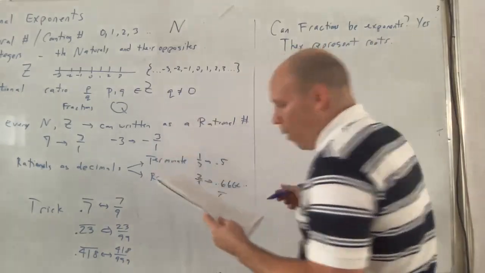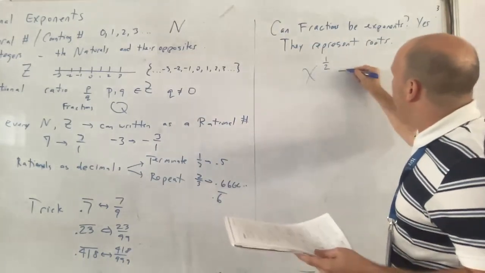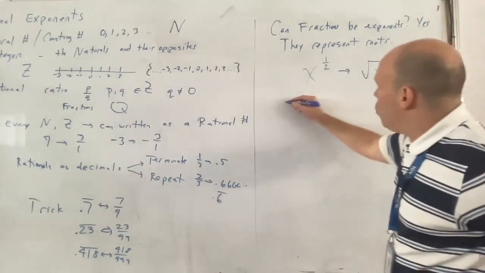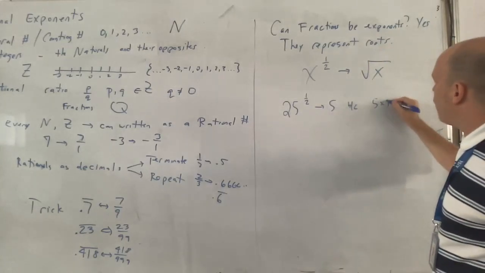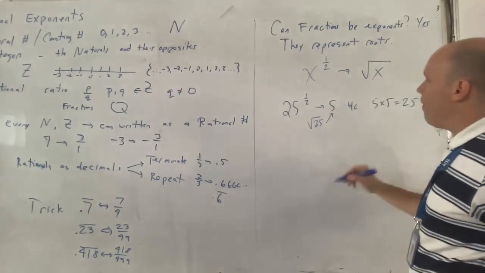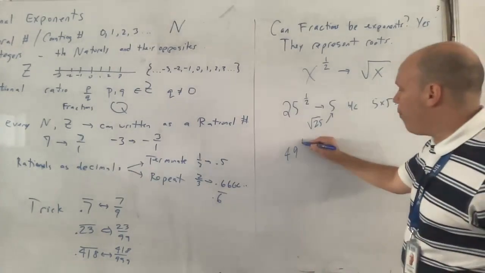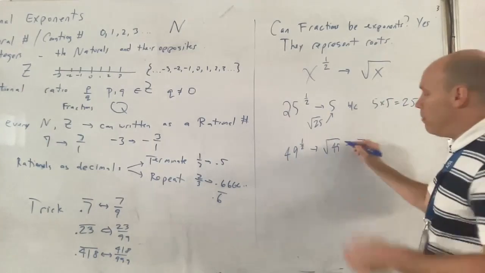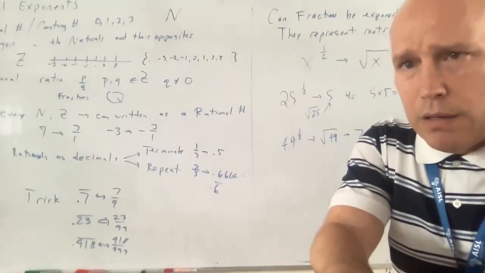What you see in the book: let's start with the basic one. X to the 1/2 is actually the square root of x. You can check this in your calculator. 25 to the 1/2 is 5, because 5 times 5 equals 25. So this is the square root of 25, which is 5. What about 49 to the 1/2? That's the square root of 49, which is 7. Once again, use your technology if you're a little weak on the arithmetic.